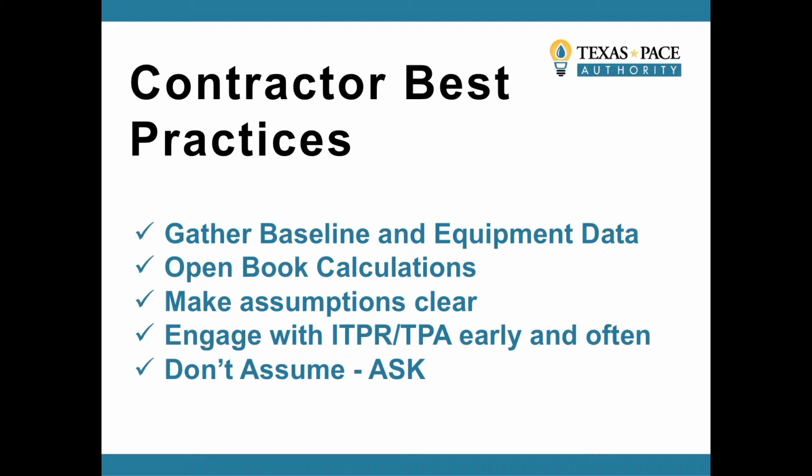Some best practices from the contractor perspective. First of all, gather your baseline data and your equipment data very early. Make sure that your calculations are open book and that you have shown your work. Be very clear with your assumptions and label those assumptions so that the third-party reviewer knows how you produced your end results. I would encourage you to engage very early with the third-party reviewer and with TPA as often as you need help. And finally, don't just assume things. Feel free to ask and reach out to TPA. We're happy to give you guidance in how to do your analysis, and so we encourage you to do so.